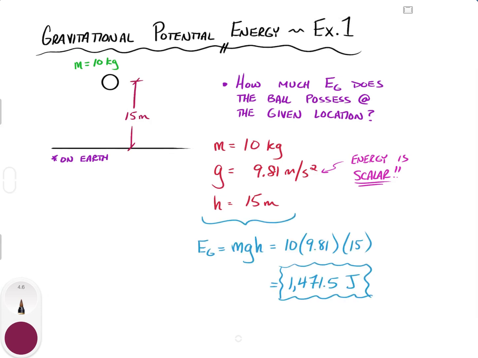We can quite simply then use our potential energy calculation, mass times acceleration due to gravity times height. And when I plug those values in and multiply them, I'll get, in this case, 1,471.5 joules. And that alone is all we need to do for this problem. We now know how much potential energy is stored in it.